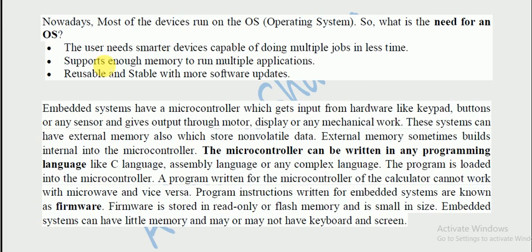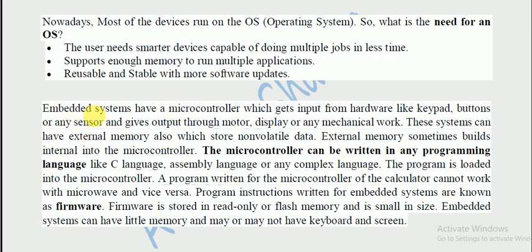The next points are support for enough memory to run multiple applications, reusability, and stability with more software updates. Due to these points, the OS is required for the large embedded systems used nowadays. Now we will move towards the next characteristics of the embedded system.